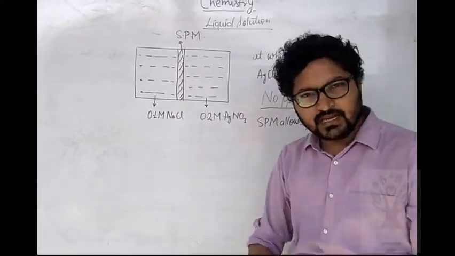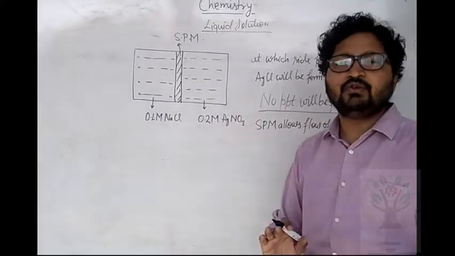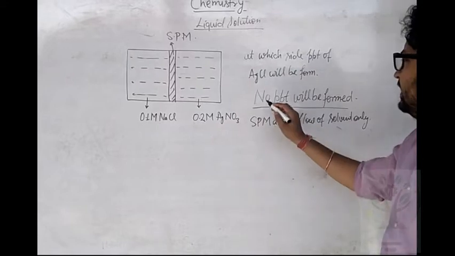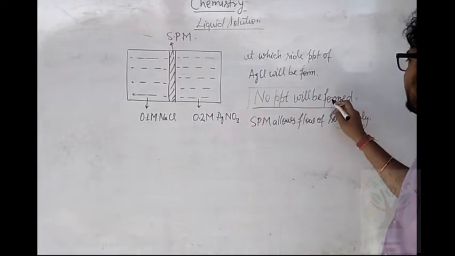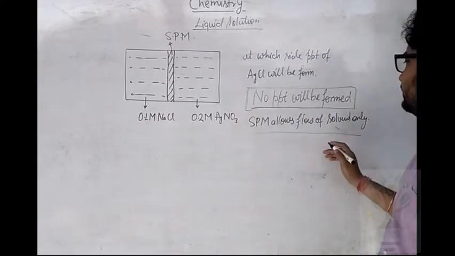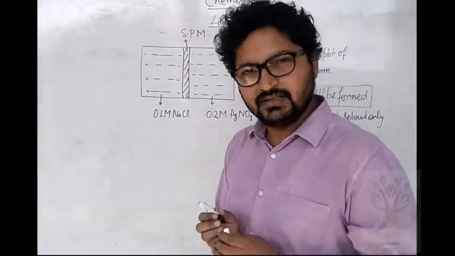So there will be no reaction between AgNO3 and NaCl. So you will get to see no precipitate at all. So the answer will be no precipitate will be formed. Reason: SPM allows only flow of solvent particles. Is this clear to us?